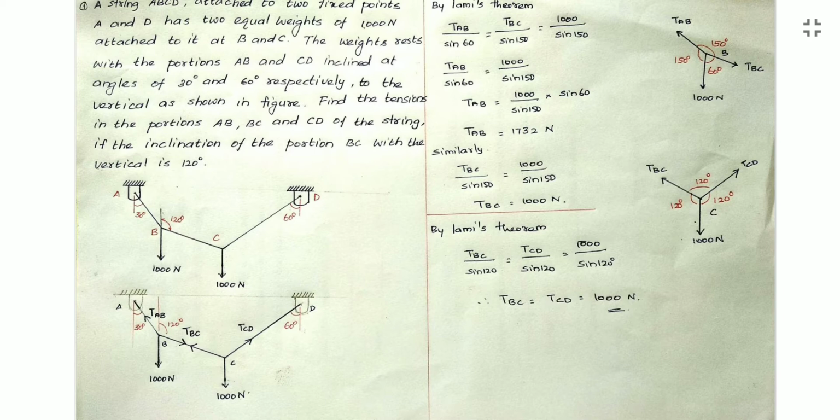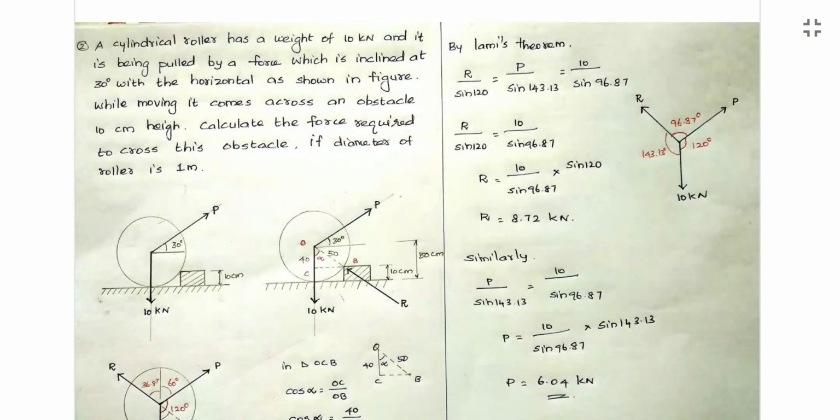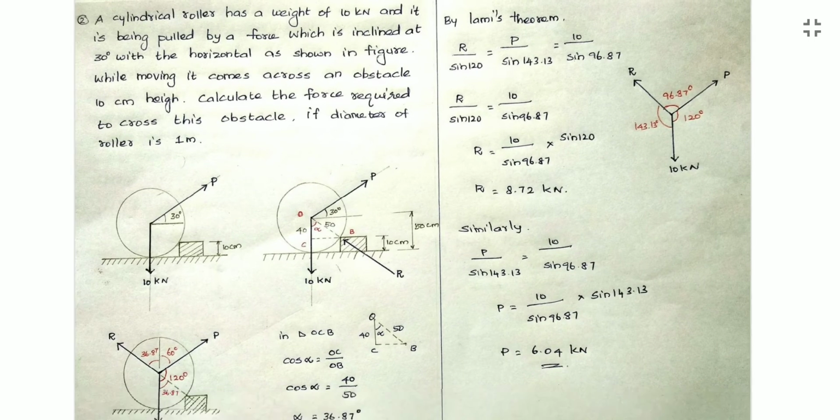Then let us solve another problem. Okay, let us solve another problem. Here, read the question first. In the question, a cylindrical roller has a weight of 10 kilonewton. So the roller is in the diagram. The weight of the roller is 10 kilonewton, and it always acts downwards.